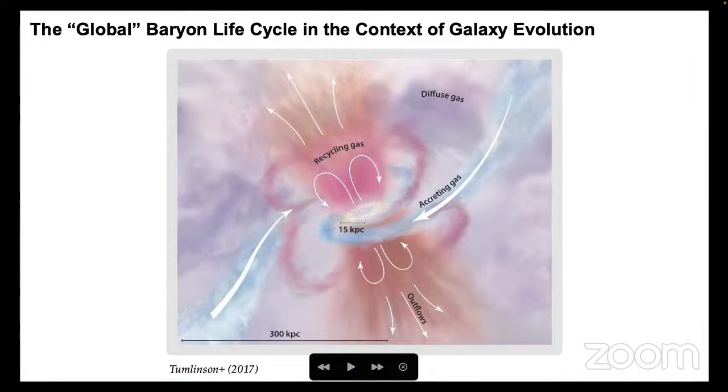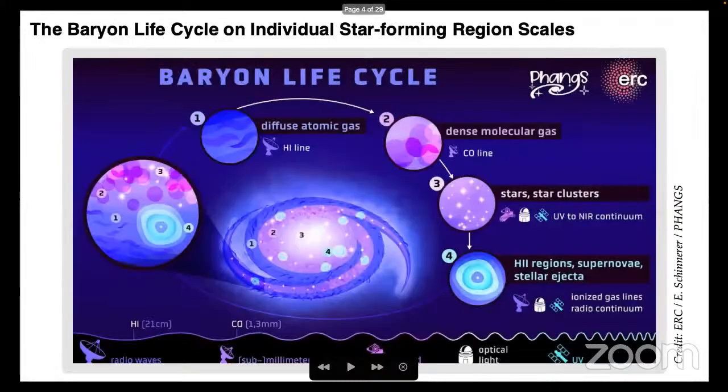And this is critically related to a lot of the questions that we want to answer in astronomy. So if we zoom in a little bit into a galaxy and maybe even down to the size of individual star-forming regions, we are actually seeing a very complicated picture. There's a whole baryon life cycle on these small scales on its own. So I'll step through the processes.